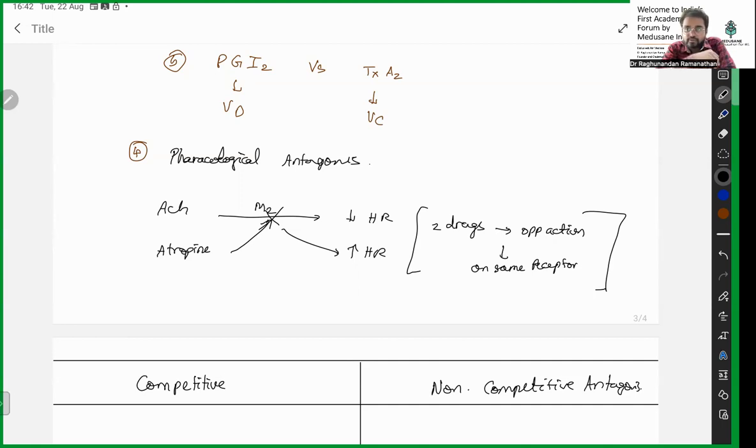For example, A is loving a girl. B wanted to make sure their love is cut and he is joining with her. To cut their love, B has to go and show more love than A. That is called competitive antagonism.